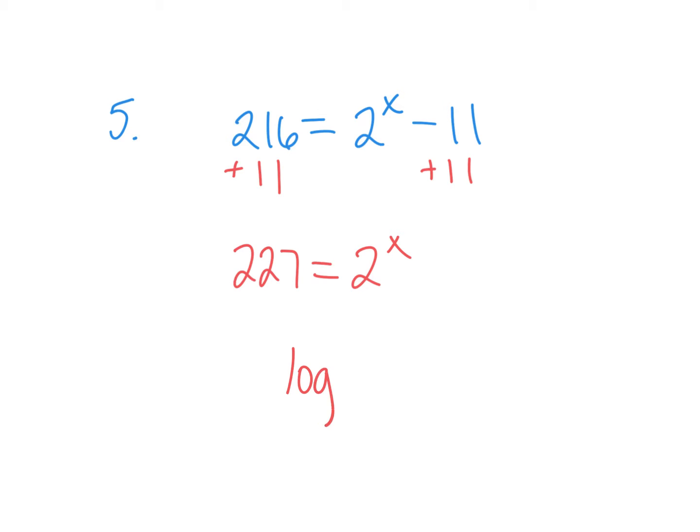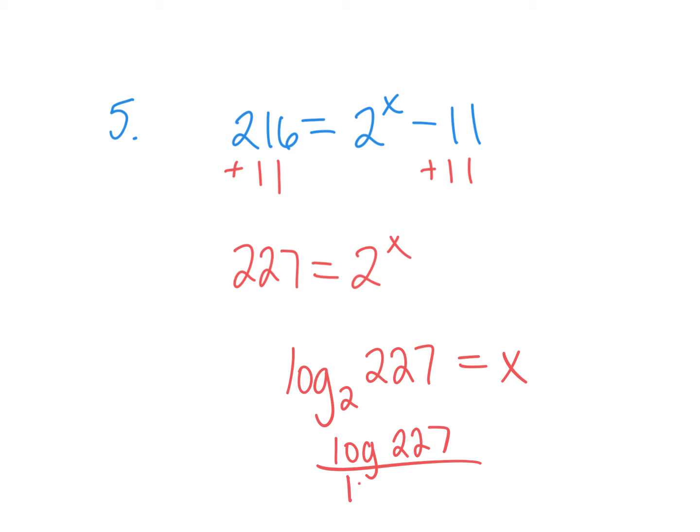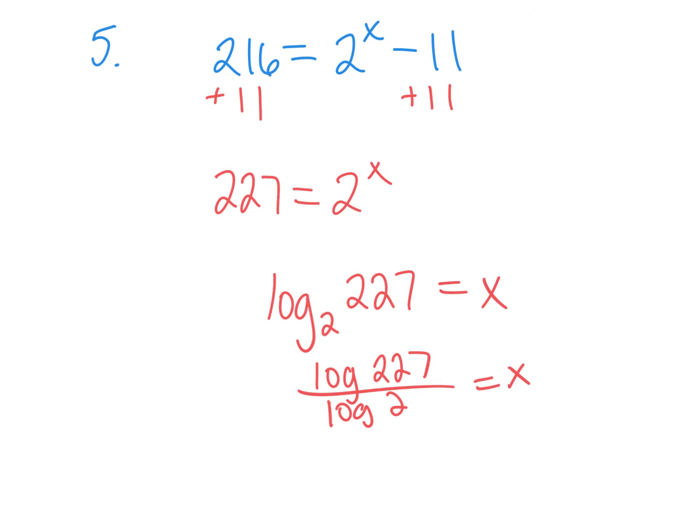227 divided by log 2. Okay, super close. So log base 2 of 227 equals x, and then you did log 227 divided by log 2. Good. So we just got to make sure we write down all the steps. And what is log 227 divided by log 2? 7.84.